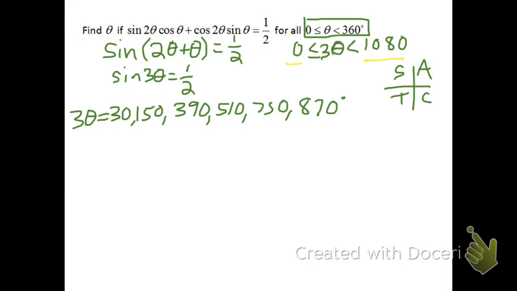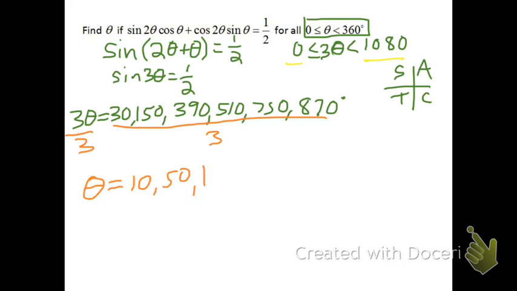But it's not asking us to find 3 theta, it's asking us to find theta. So now it's easy, we're just going to divide everything by 3, and we get that theta could be 30 over 3, which is 10, 150 over 3, which is 50, 390 over 3, which is 130, 510 over 3, which is 170, 750 over 3, which is 250, and 870 over 3, which is 290. And all of these angles are in degrees. So let's just do one more, and hopefully you'll have the hang of it by then.